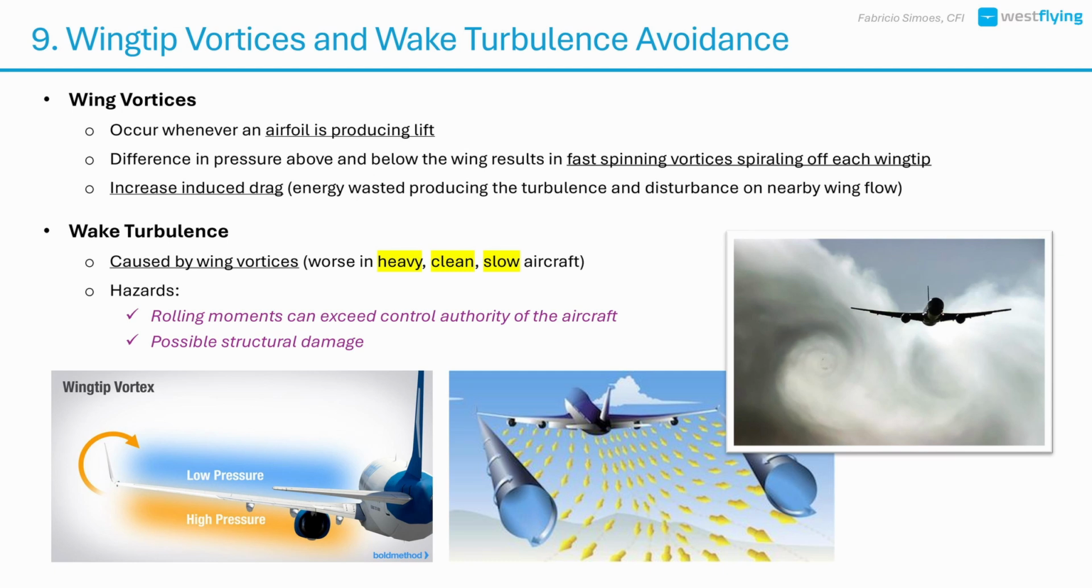The hazard of flying through a wake turbulence is not just the turbulence itself. These vortices can create rolling moments that exceed your control authority, especially for lighter aircraft. The wake turbulence is worse in heavy, clean, and slow aircraft. For example, a Boeing 747 taking off.